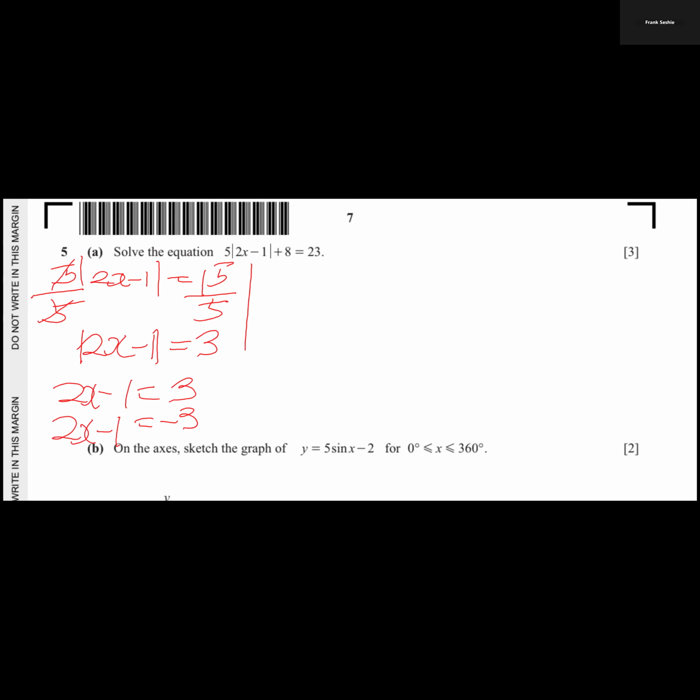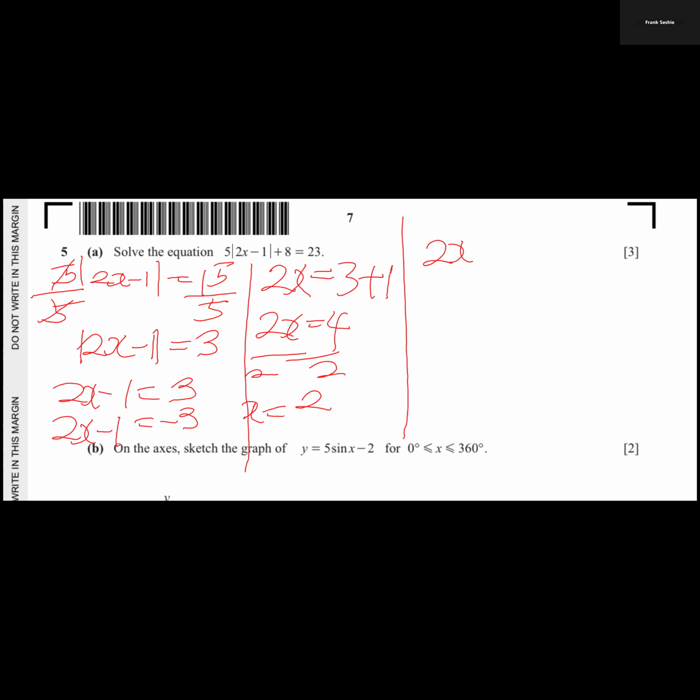So if 2x minus 1 is 3, so 2x becomes 3 plus 1. 2x is 4. Divide through by 2, x is 2. So 2x minus 1 is negative 3. That's negative 3 plus 1, that's negative 2. Divide through by 2, x is equal to negative 1. So x is either 2 or x is equal to negative 1.